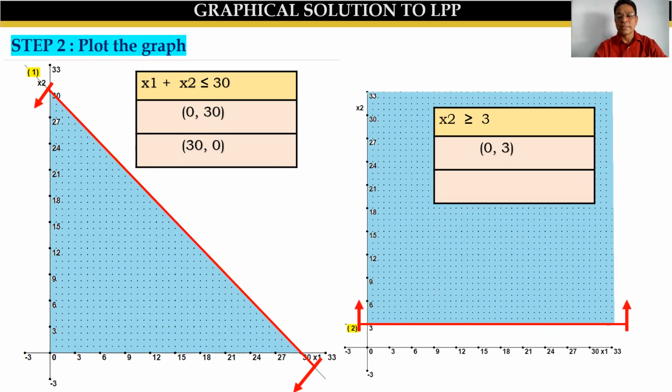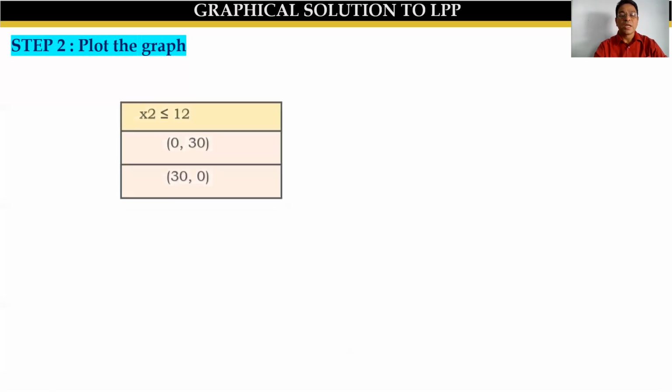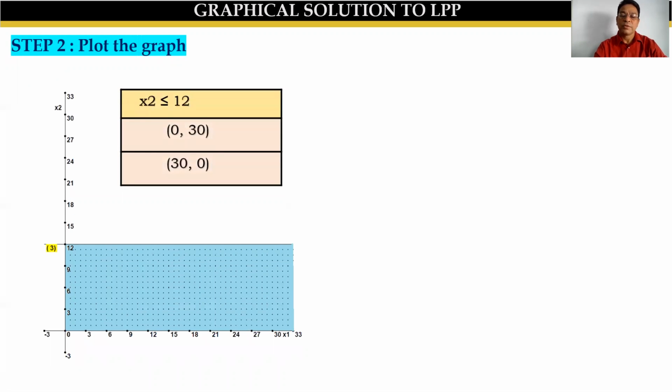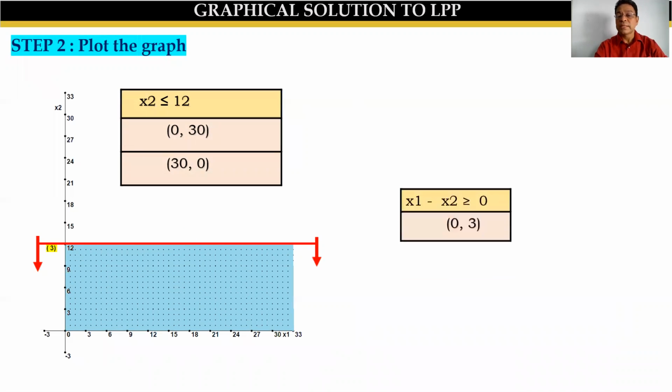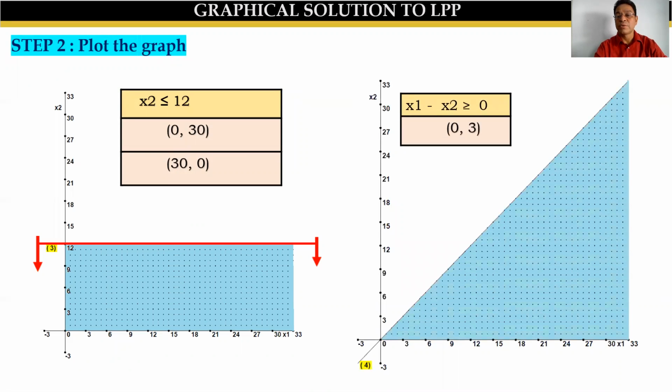What is the third constraint saying? The third constraint says that x2 should be less than or equal to 12. So where is this line? This is the line. But it is less than or equal to 12, which means it should be below 12, as you can see here. And if you remember, we earlier had a constraint which says that x2 should be greater than 3. So this region will not be part of the feasible region. Otherwise, it will violate the constraints. And the fourth constraint is saying that x1 minus x2 should be greater than or equal to 0.